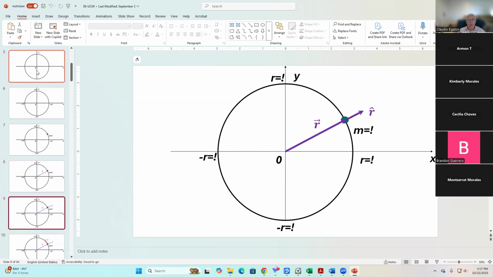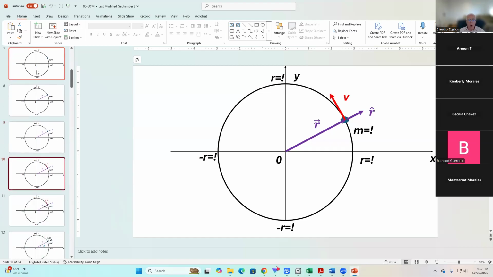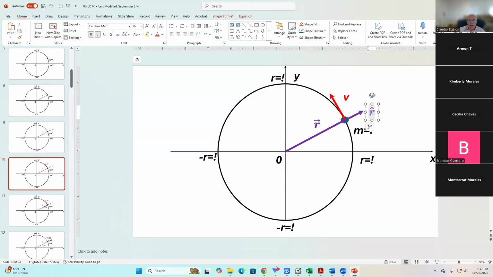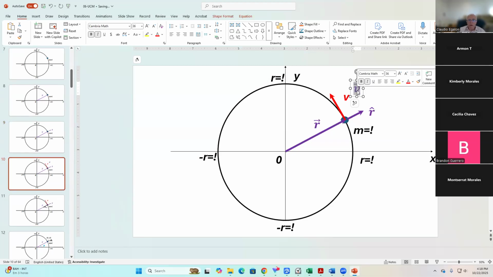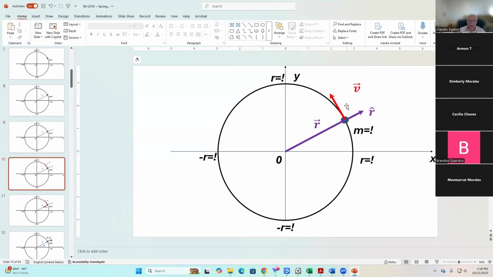We are going to have a unit vector r away from the circle. The velocity vector is always going to be tangent to the path. And by the way, let me change this velocity vector here. Okay, now it's better. And change the color as well, red color. Now we do not need this guy.